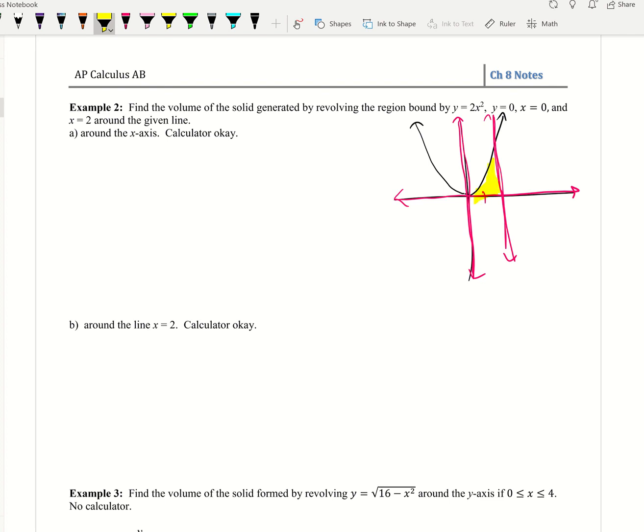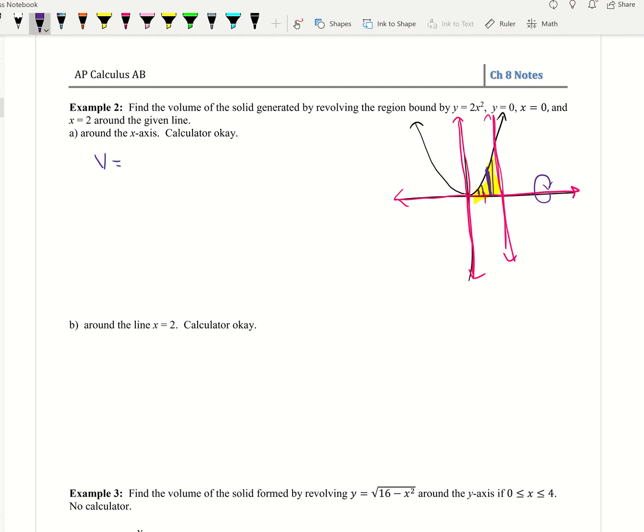But now what they want to do is they're going to tell me how I'm going to rotate this. I might need to draw my diagram more than once because I have part A and part B. So initially I'm going to rotate this around the x-axis. So because I'm rotating this around the x-axis, these are my radii. The radii should be drawn from the curve all the way down to the line of rotation, or the axis of rotation. And so my radii really are just the height of the function y equals 2x squared.